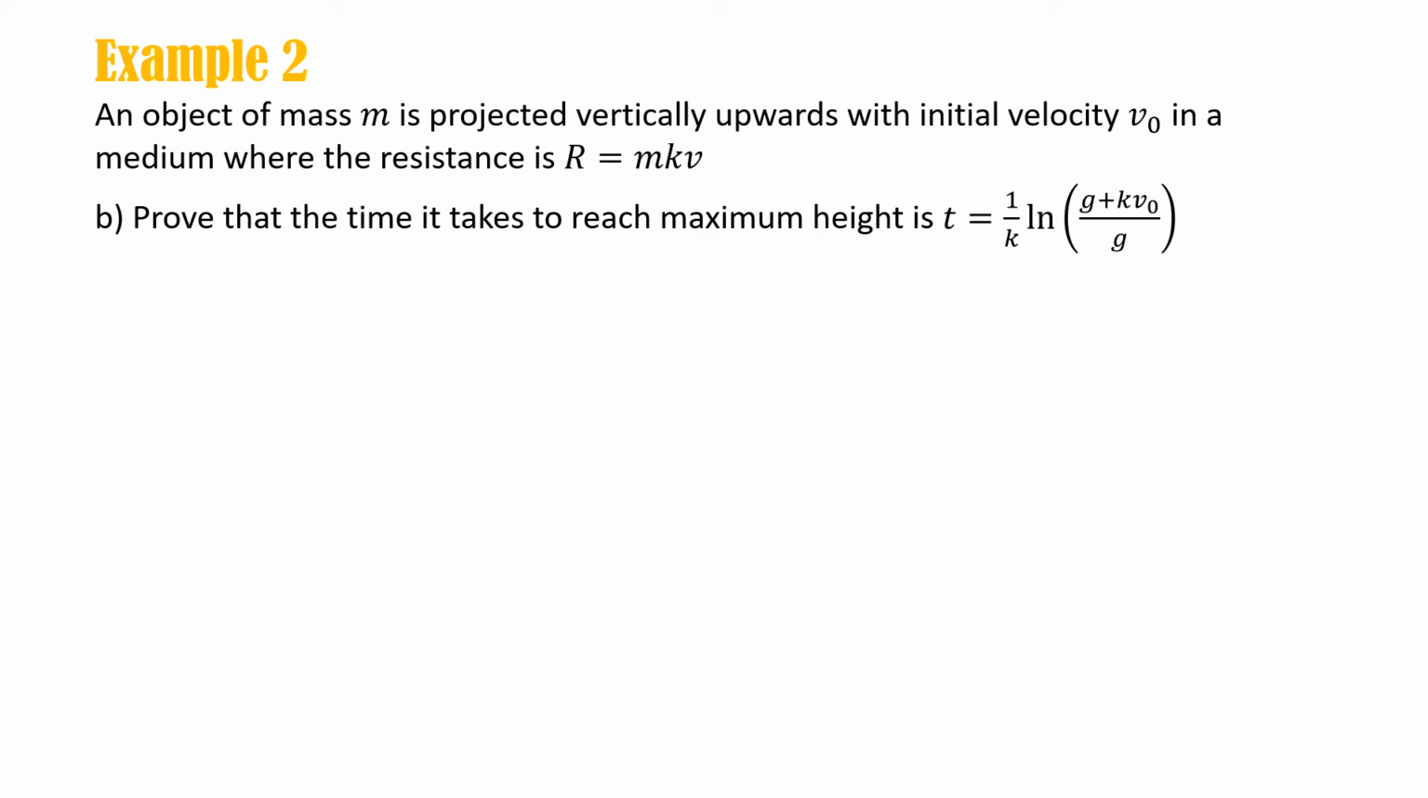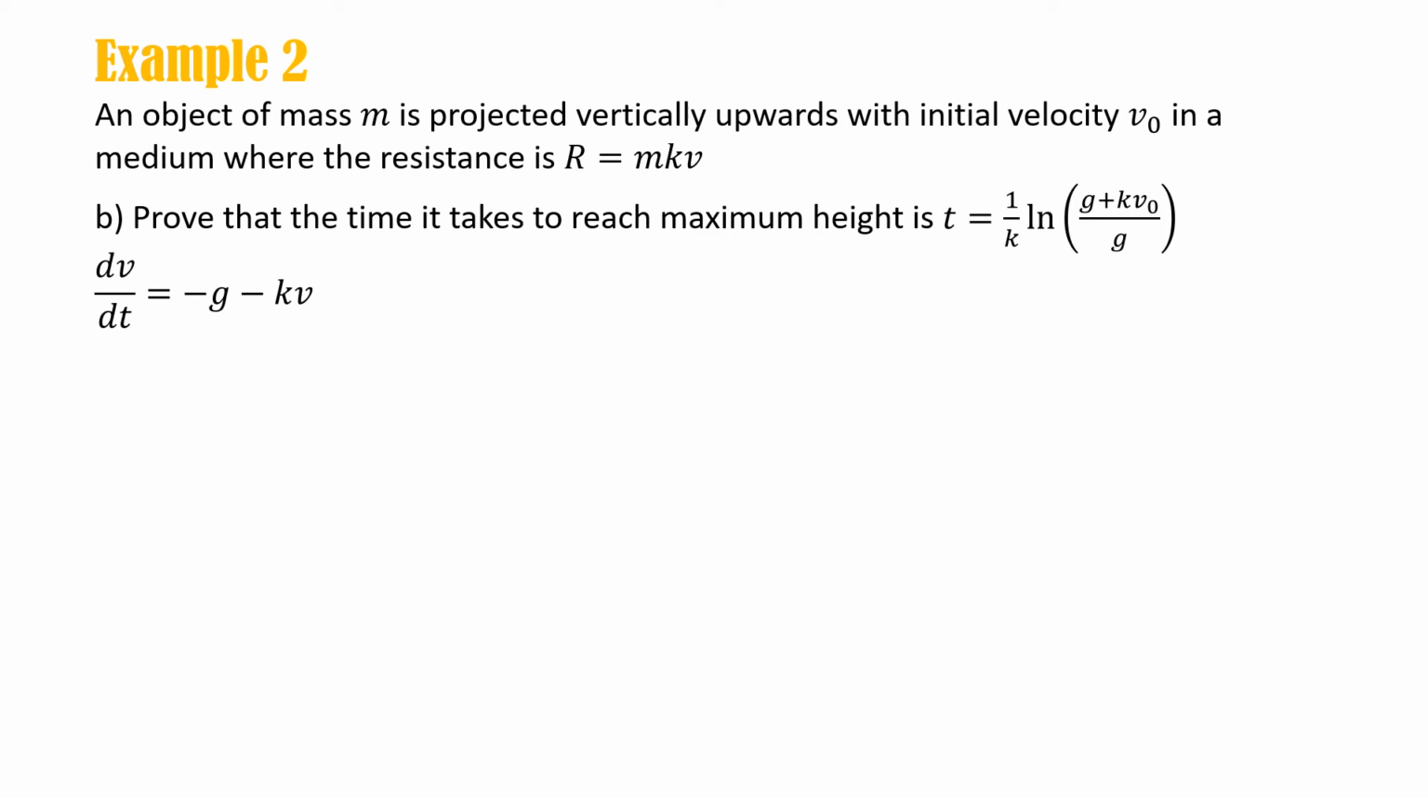Well, we know that our acceleration, which we worked out previously, was equal to negative g minus kv. So that's our acceleration. Remember, we can write acceleration as dv/dt. So there's the acceleration that we had from part A. So what is that really? Well, that's dv over dt.